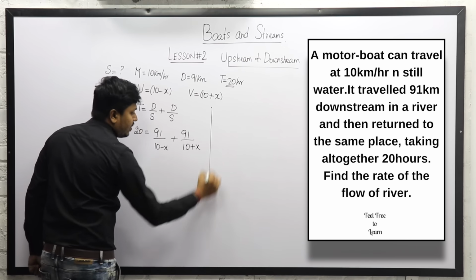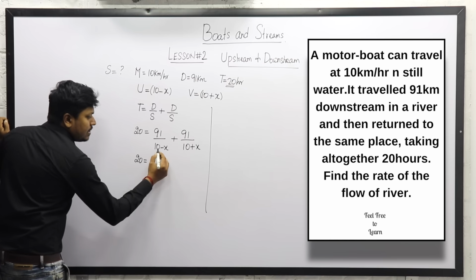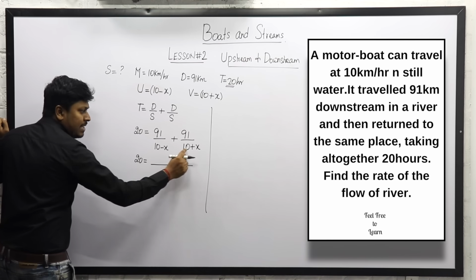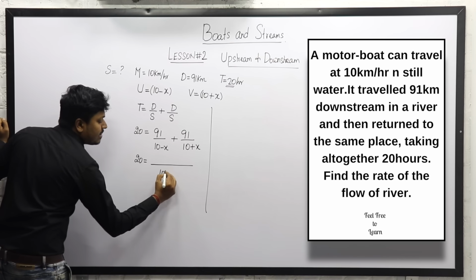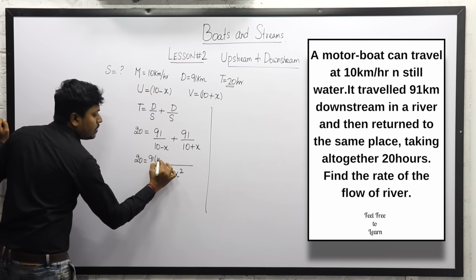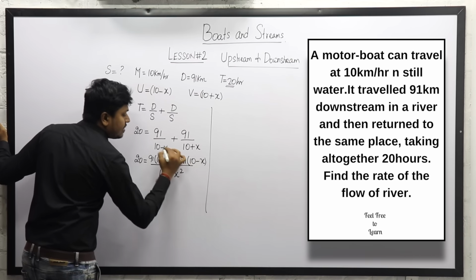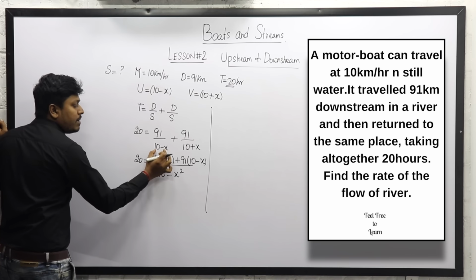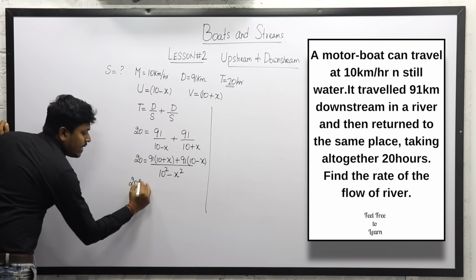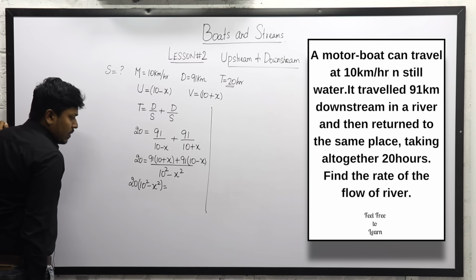So now we need to solve this equation. You will be getting the answer, right? We can easily solve this. So 20 here, and this will be 10 minus x, 10 plus x. So (a minus b)(a plus b) will be a square minus b square. That is, a square will be 10 square, and b square will be x square, right? So this will be 91 into (10 plus x) plus 91 into (10 minus x). Just cross multiply this, and the denominator will be (a plus b)(a minus b), so a square minus b square. Got it? So finally this will be 20 into (10 square minus x square) is equal to, so now we need to write this, right?